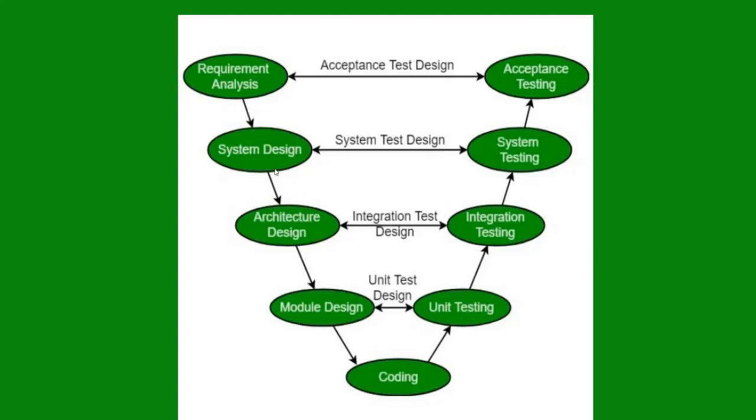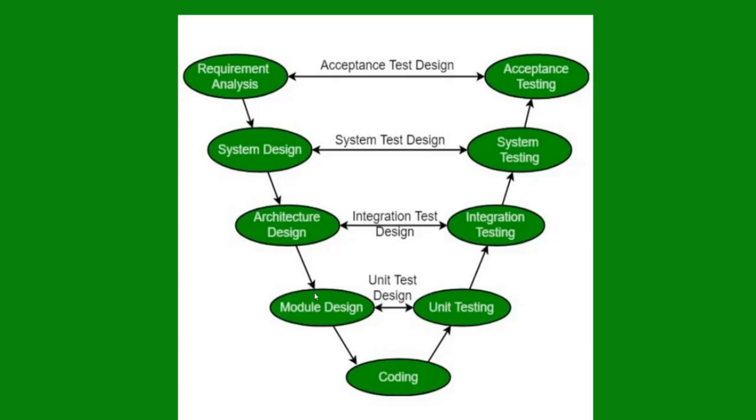After system design is done and system testing is done, architecture level design will be done, where we design how the architecture actually looks. We have discussed this design phase in the SDLC model as well as the waterfall model, so you can go and watch exactly what architectural design is. At this point, integration testing will be performed, and meanwhile we will write the integration test design.